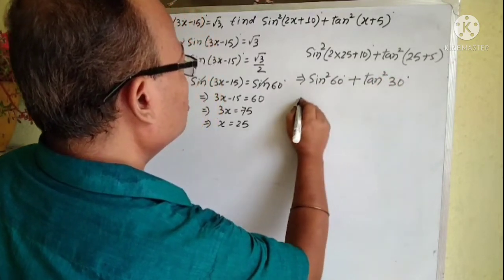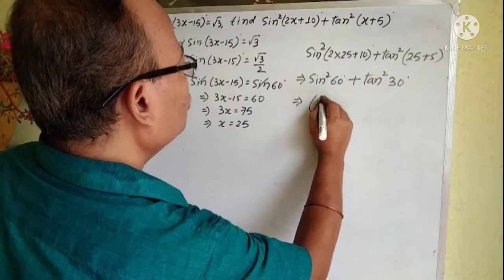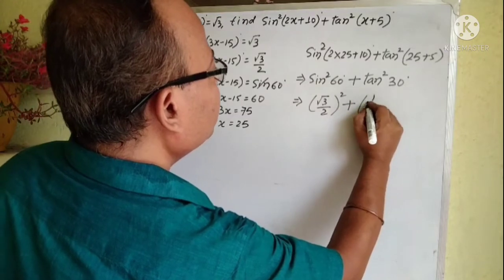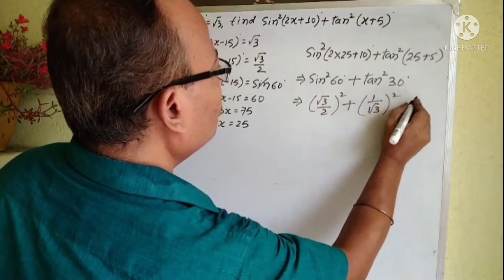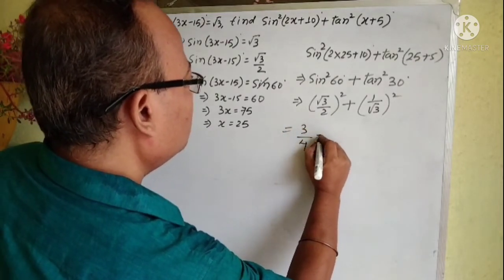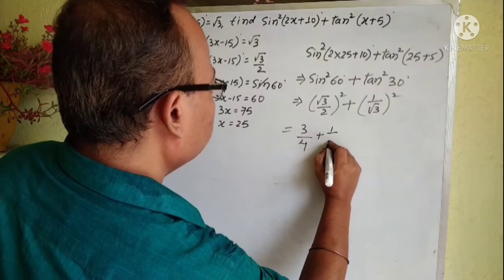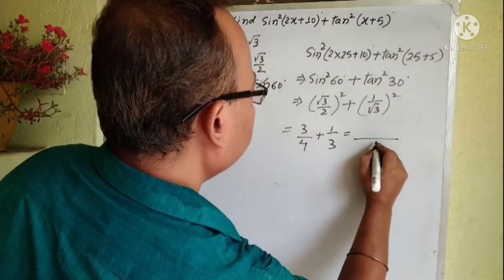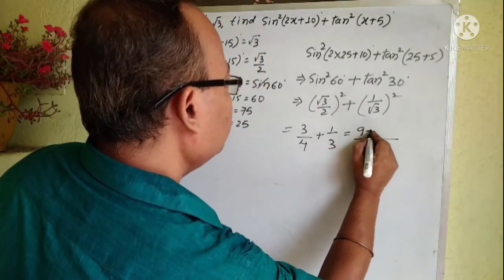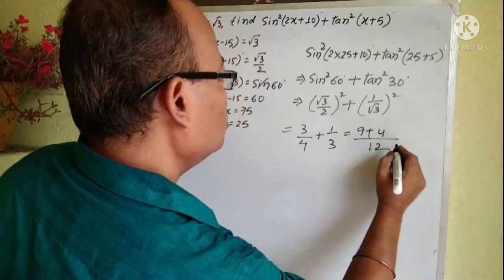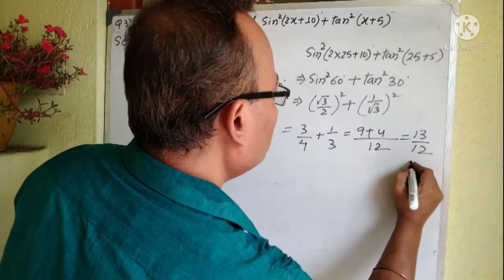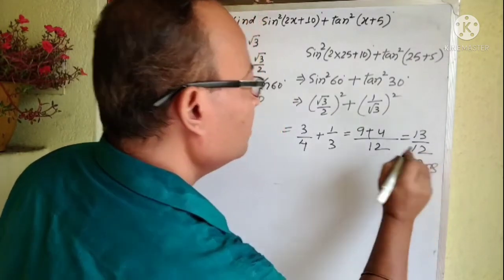So sine square 50 plus 10, 60, sine 60 degree plus tan square how much? 30 degree. So sine 60 is what? Root 3 by 2 whole square plus tan 30 is 1 by root 3 whole square. So just simplify, this is 3 by 4 plus 1 by 3. Take LCM, this is 12. So it will be 9 plus 4. So this will be 13 by 12. So this is your answer, 13 by 12.